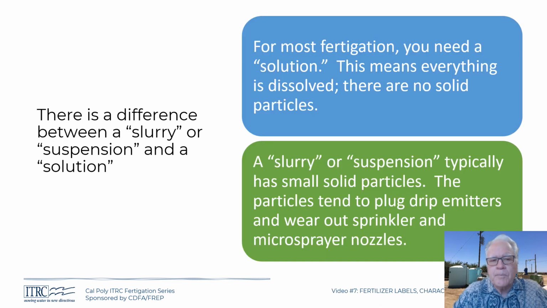That brings up a real important point for drip irrigation and for sprinkler irrigation. There are three different terms people use, and they get them intermixed sometimes. There's a slurry, and then there's a suspension, and then a solution. Now, if you look at the blue part of this, it says for most fertigation, you really need a solution. That means everything is dissolved.